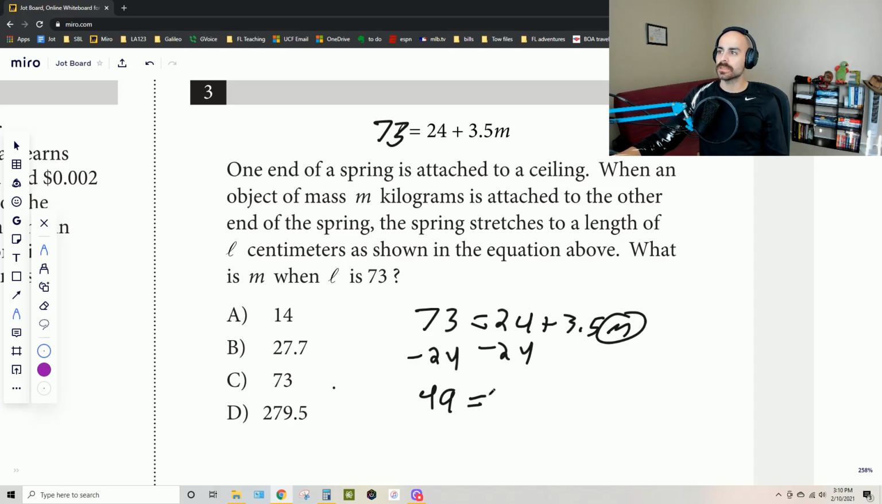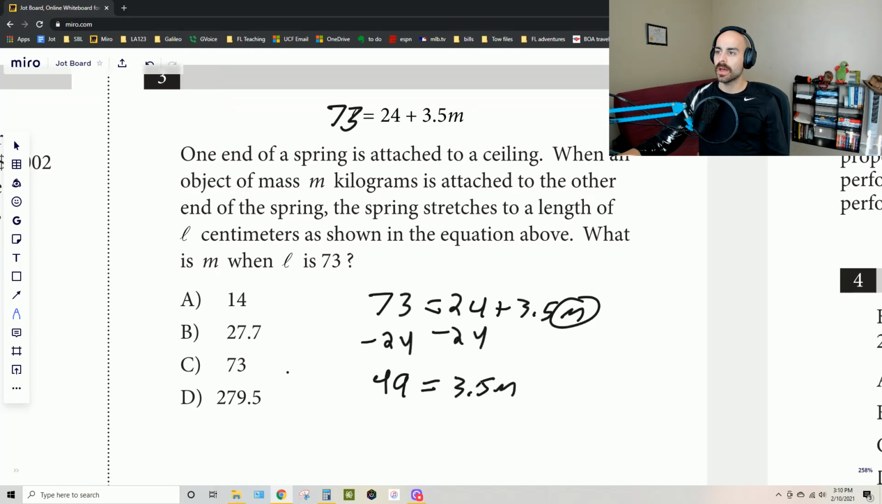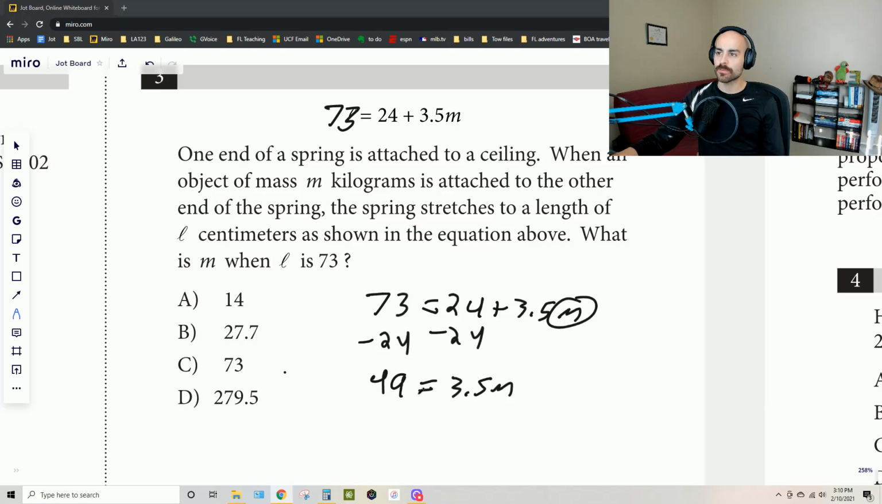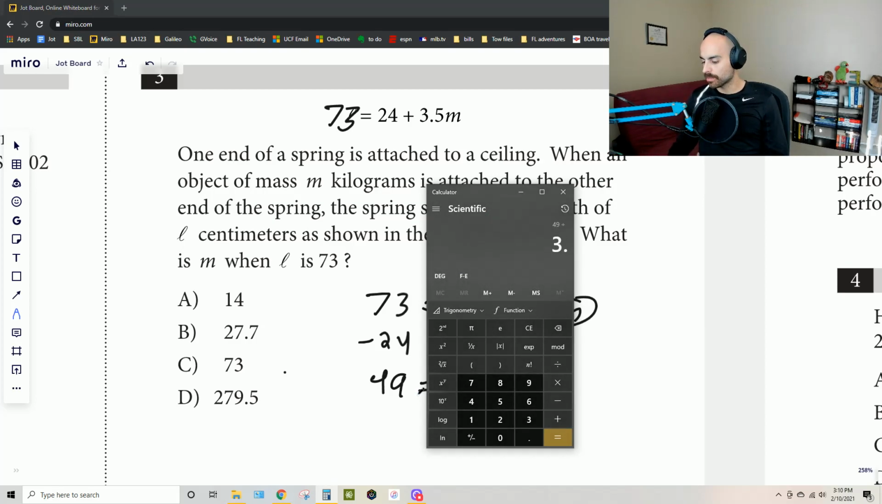49 is equal to 3.5m. And now I can get m by itself by dividing 49 by 3.5. And that gives me 14, which is A.